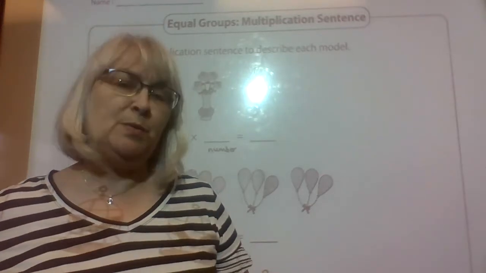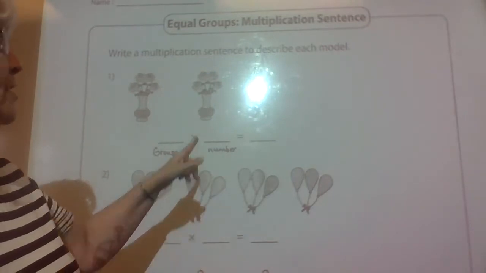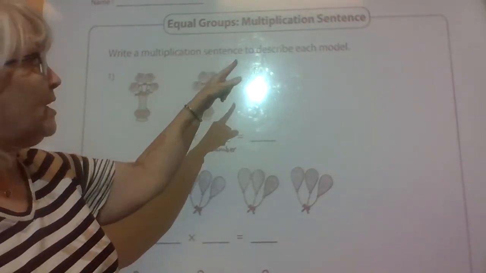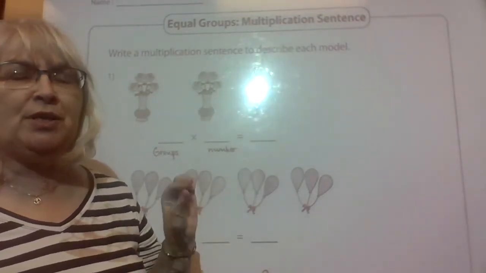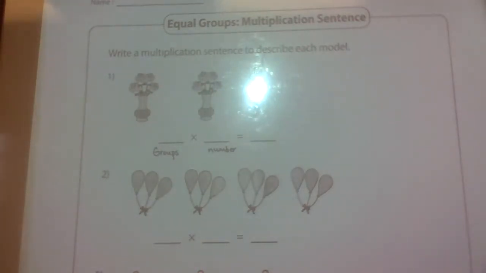Right, boys and girls, this is multiplication lesson 2, part 2. You're going to need the page that says equal groups multiplication sentence, and up in the corner there's a number 2. So find this page. All right, so let's look and see.